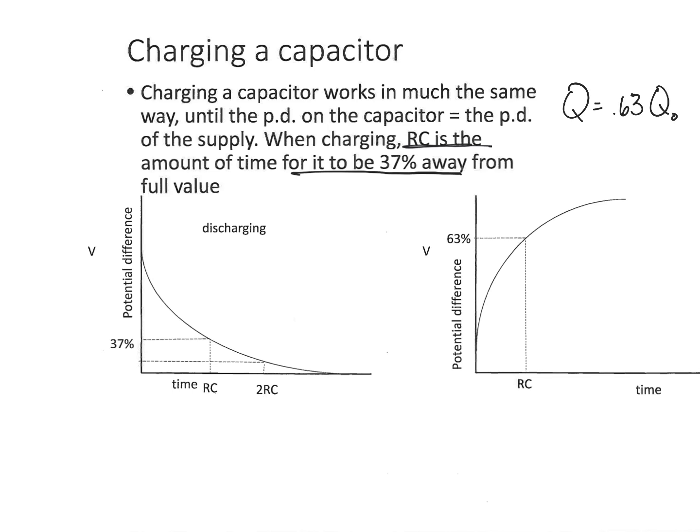If it's charging, okay? If it's discharging, it's the exact opposite. So this is for charging. For discharging, Q is going to be 0.37, 37% away from being fully discharged. It's that same time constant, though. It's that same idea of 37%.